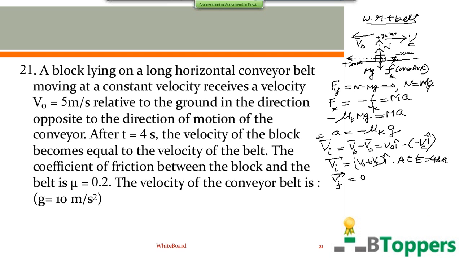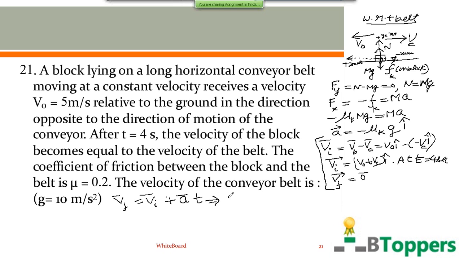So I am now doing the calculation from this step onwards, with respect to the conveyor belt. The acceleration is directed in the negative direction of the x-axis. So in vector form, the acceleration a bar equals minus mu k into g into i cap. Using the formula v equal to u plus at, or vf bar equal to vi bar plus the acceleration of the block into t.